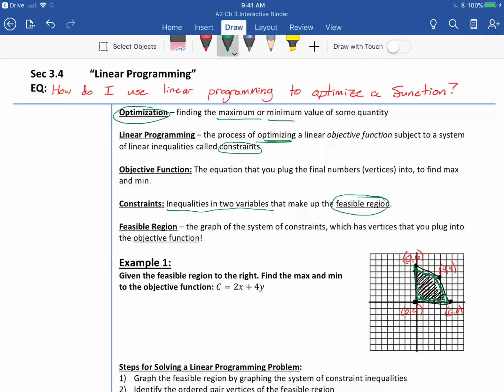My objective function is the equation you plug the final numbers into, and it gives you your max and your min. It's the equation that says, if I put in 4 hours of baking time and 1 hour of prep, that's going to maximize my profit to be this. You're going to make $120 or whatever it might be. That gives you your actual maximum or minimum. The feasible region is exactly what we just talked about, this shaded in area. It's the graph of the system of constraints. We kind of looked at that before.